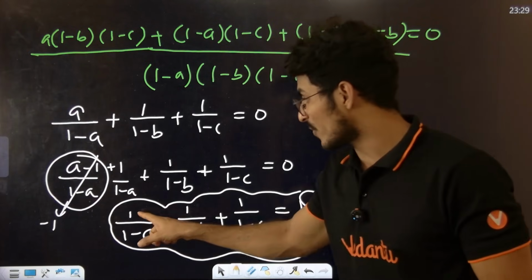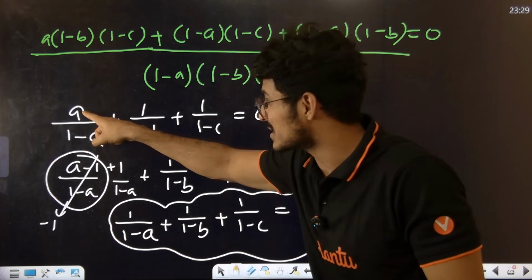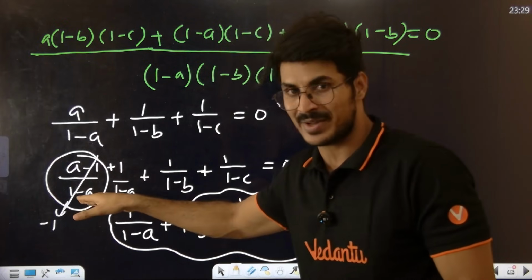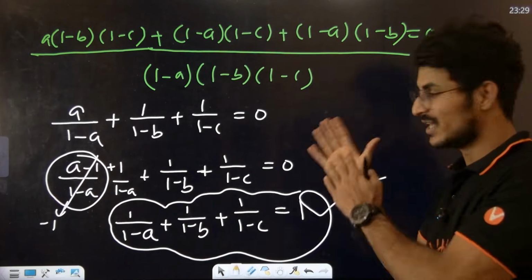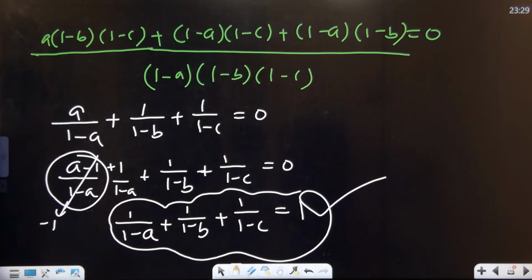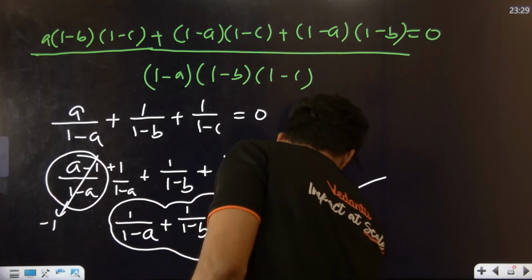How, sir, did we get 1 by 1 minus A as required? I am just writing this A as A minus 1 plus 1. A minus 1 by 1 minus A is minus 1, sir. That minus 1 I am shifting to this side. Ultimately you will end up getting this result. Understood? Yes or no? Wonderful.